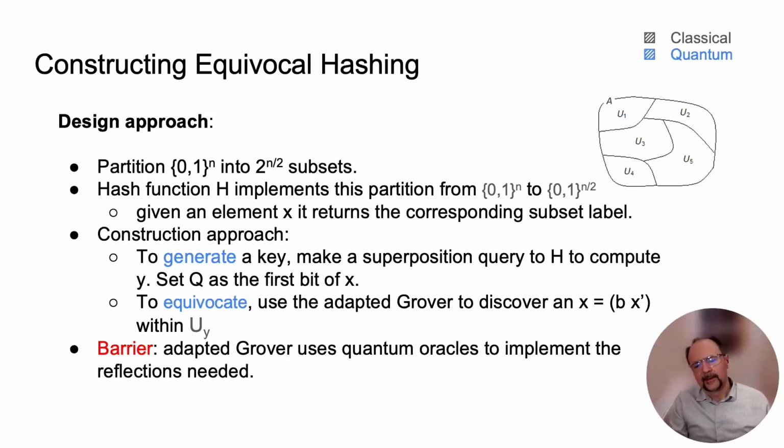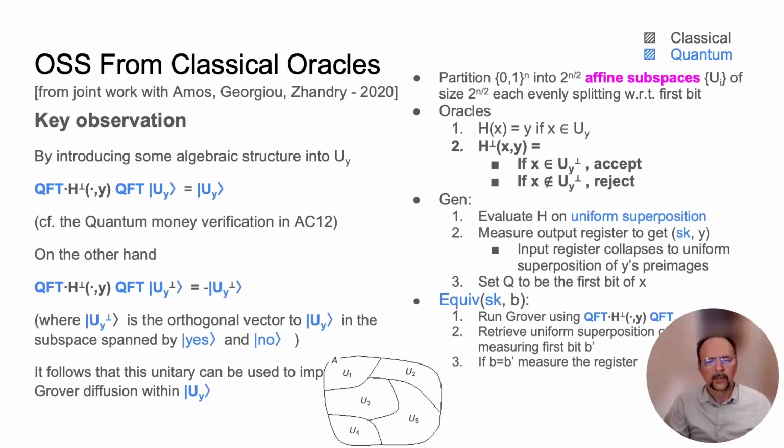Now, the challenge here is that this adapted Grover uses quantum oracles to implement the reflections that are needed, which is okay if we were to make some argument about the security of sigma protocols, but it's not at all okay here, where we want to move towards an actual instantiation of this hash function. So here is our construction from classical oracles, based on this joint work with Amos, Georgiou, and Zikas in 2020.